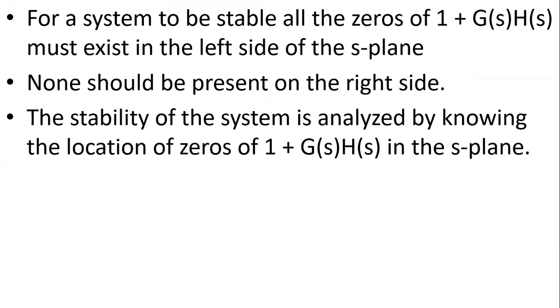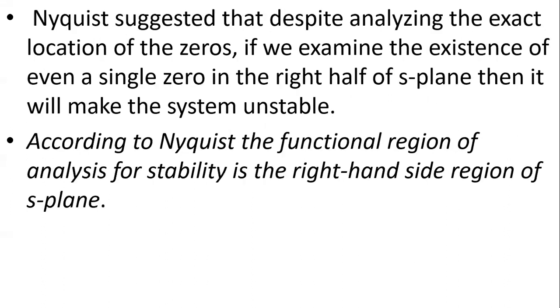Now for a system to be stable, all the zeros of 1 plus g of s h of s must exist on the left side of the S-plane. We have seen it already. None should be present on the right side. The stability of the system is analyzed by knowing the location of zeros of 1 plus g of s h of s in the S-plane. This is exactly what we have been seeing so far. There should not be any zero on the right side of the axis, S-plane.